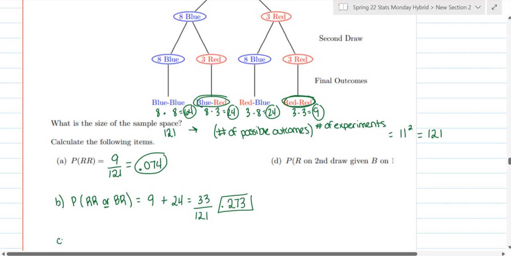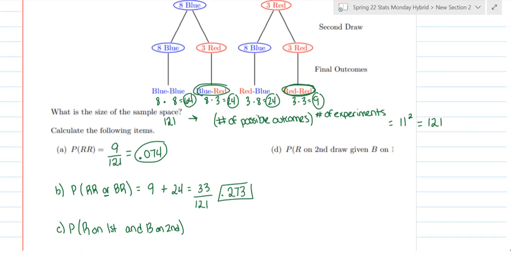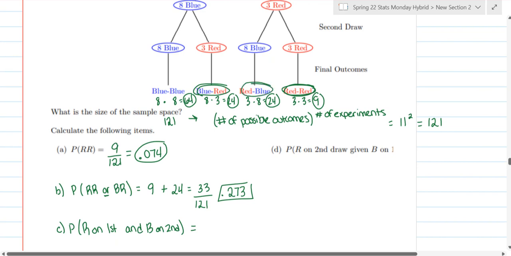Okay, next possibility is red on the first draw and blue on the second draw. Now that's an and probability, which could use multiplication, but we don't need it because we already have that right there. Red, then blue. So that's 24 out of 121, and that's going to give us 0.198.